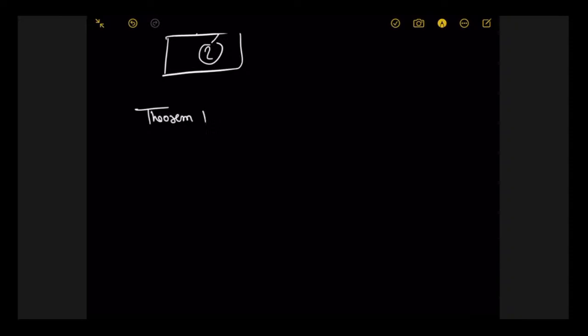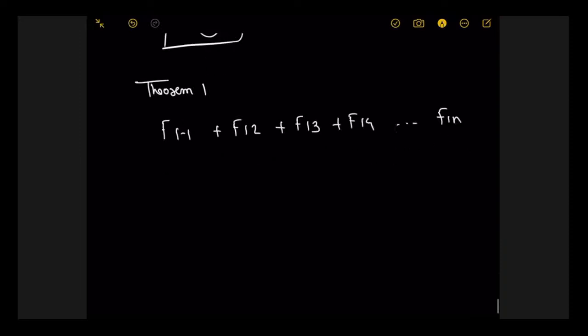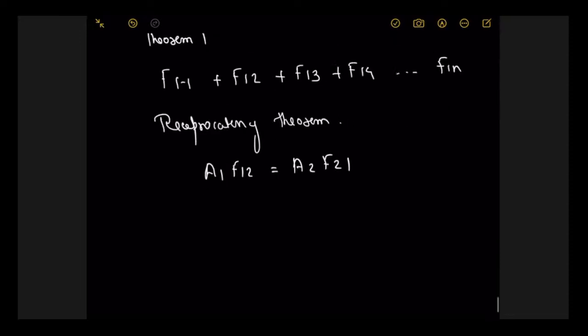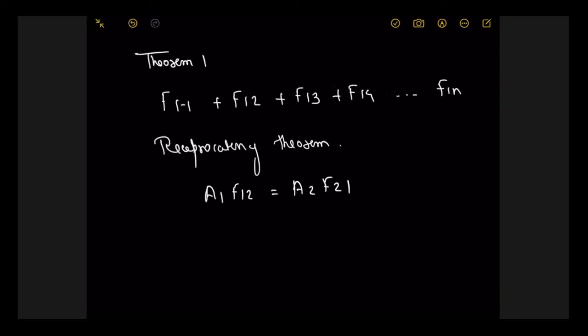So it is theorem 1, where F11 plus F12 plus F13 plus F14 is equal to F1n. Then we have the reciprocity theorem also: A1 F12 is equal to A2 F21. Like this. I will solve one question, then you will be comfortable with this topic.